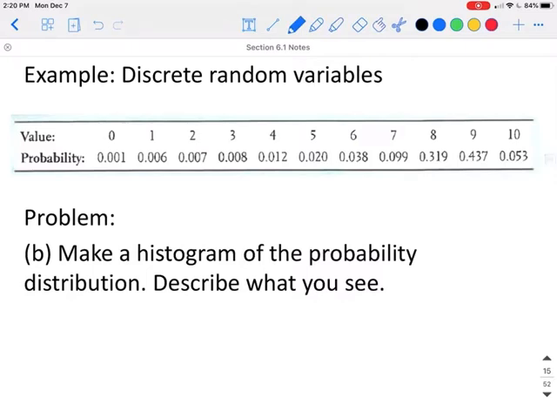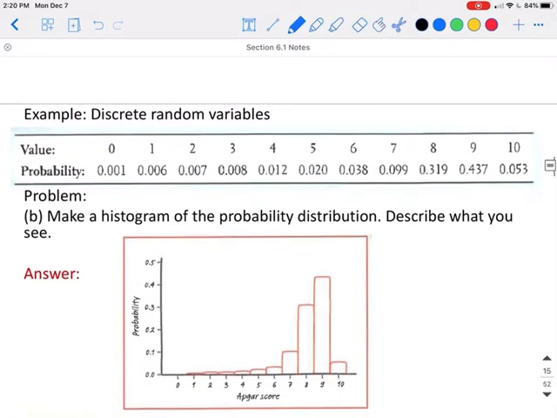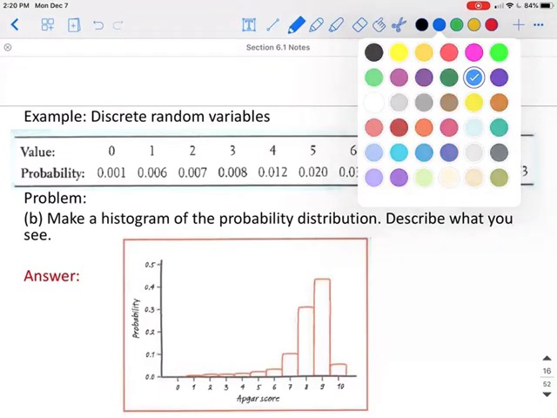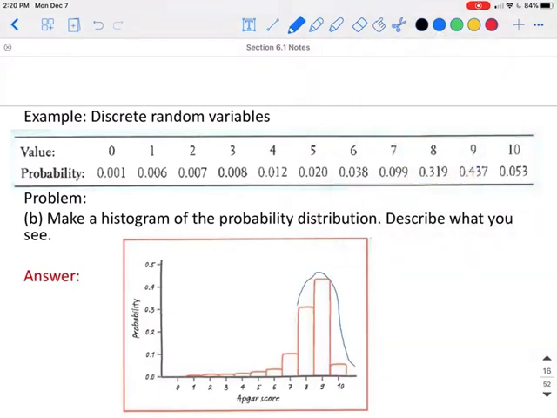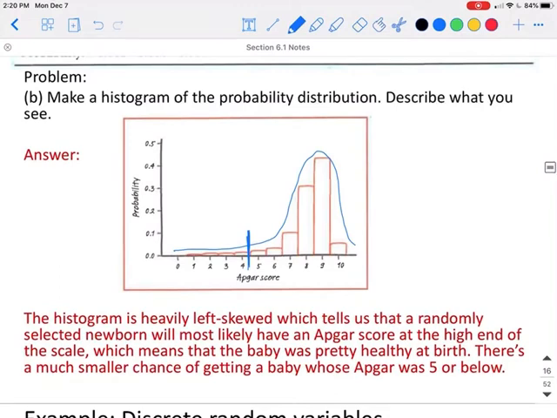We need to make a histogram of the probability distribution and then describe what we see. So if we make our histogram, it's going to look like this. Our histogram is heavily skewed to the left. Most of the data is over here on the right. And it's going to be very unlikely that a baby scores below a 5. So this means overall we think that babies are pretty healthy at birth.